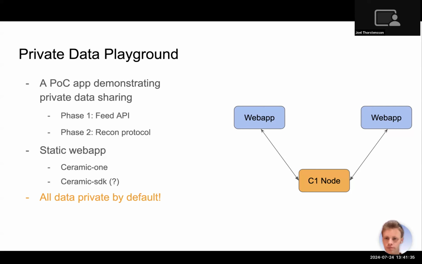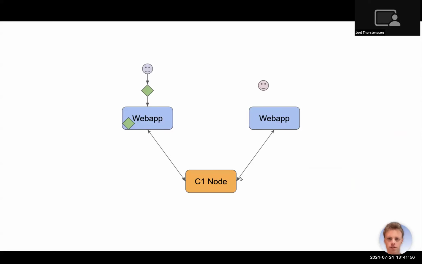Okay, so we're doing this in two phases, phase one and phase two. What we have a demo of today is phase one. Phase one is basically an access control layer on top of the Node API. And phase two is actually adding access control to the networking layer of the Ceramic protocol. So let's have a look at what this looks like.